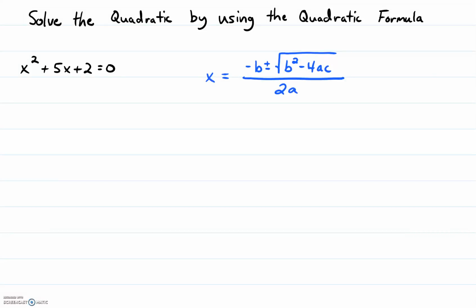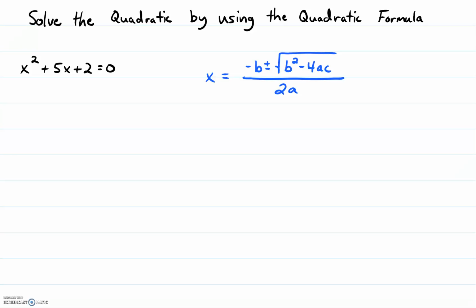In this video, we're going to talk about how to solve a quadratic equation using the quadratic formula. The equation that we're looking at is x squared plus 5x plus 2 is equal to 0, and over in blue on the right hand side I have the quadratic formula written out. It's negative b plus or minus the square root of b squared minus 4ac all over 2a, and that's going to give us our x values for the solutions of our quadratic equation.